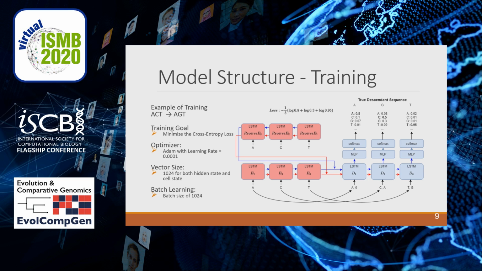facilitate the decoding stage. The decoder network, in blue, is trained in a teacher-forcing fashion, where the target metanucleotide is concatenated with the nucleotide in the ancestral k-mer to be passed as the next input. The training goal was to minimize the cross-entropy loss of the prediction. We used Adam Optimizer with a learning rate of 0.0001 to train, with a batch size of 1024.